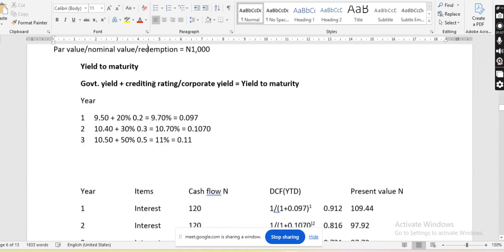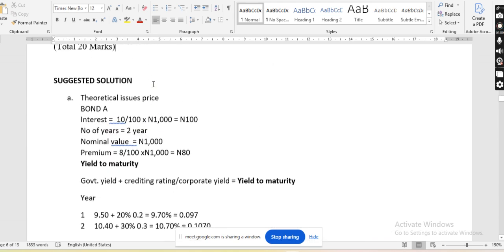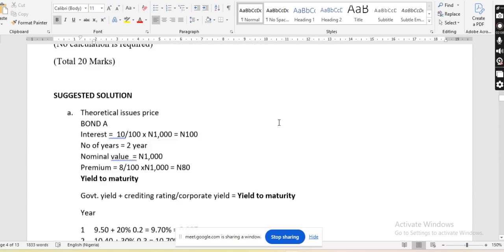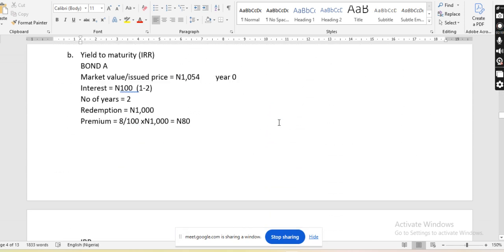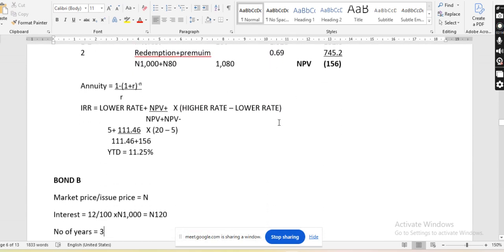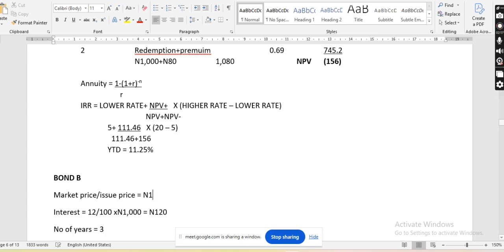Issue price. Let me see, you screenshot this yesterday, right? So this is the issue price, 1,026 naira. You can see it here. That is the market value, 1,026 naira. Everybody will get it. 1,026.5.